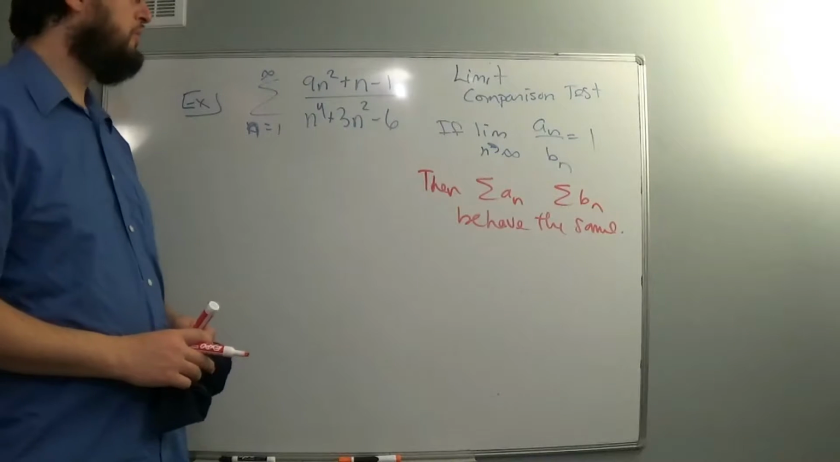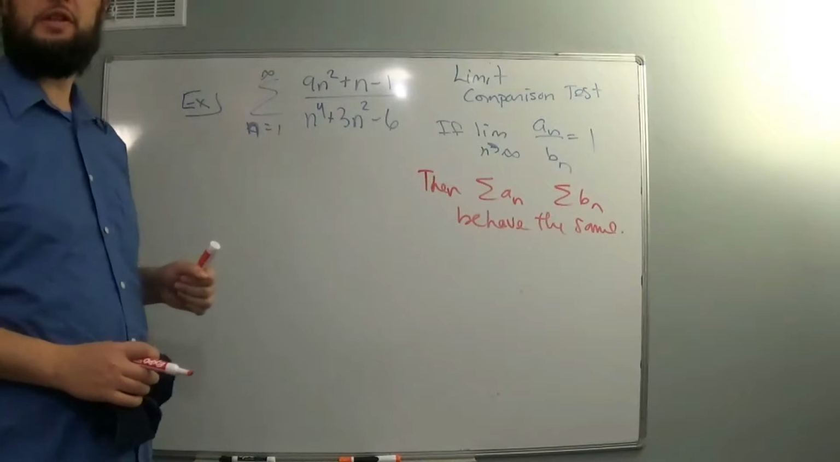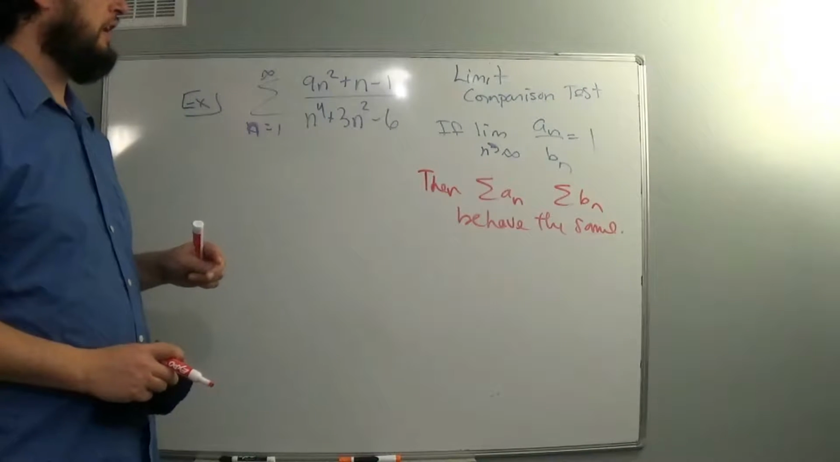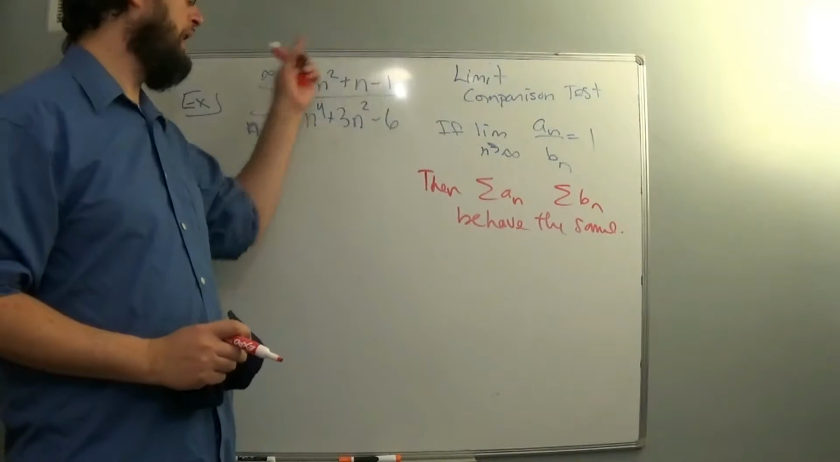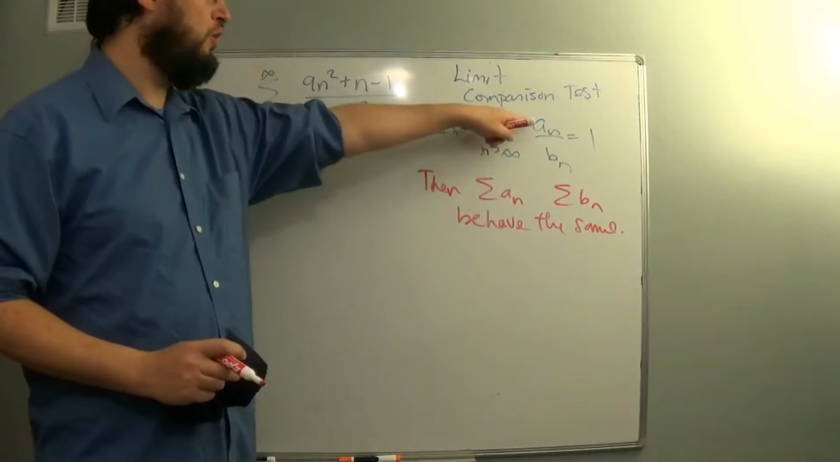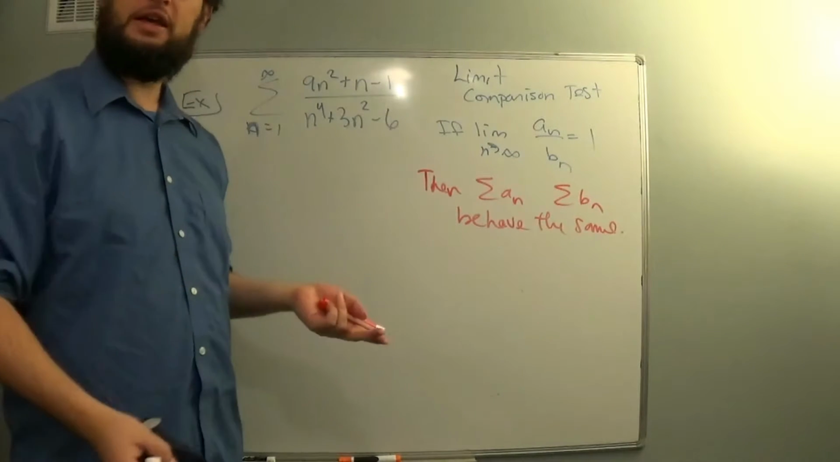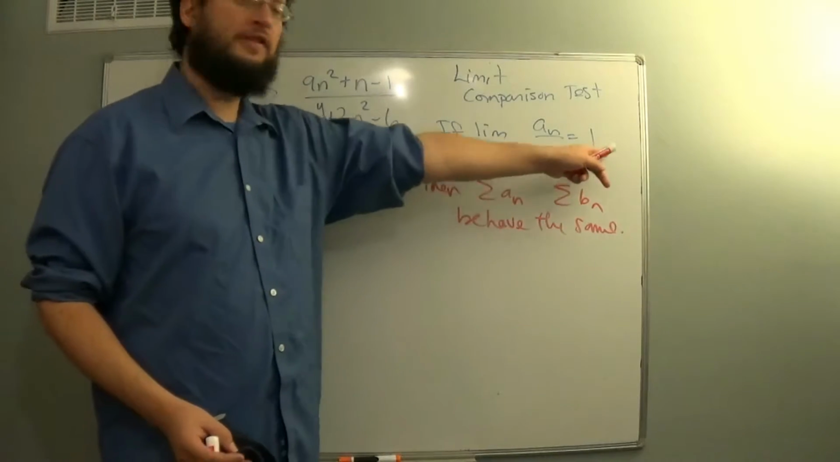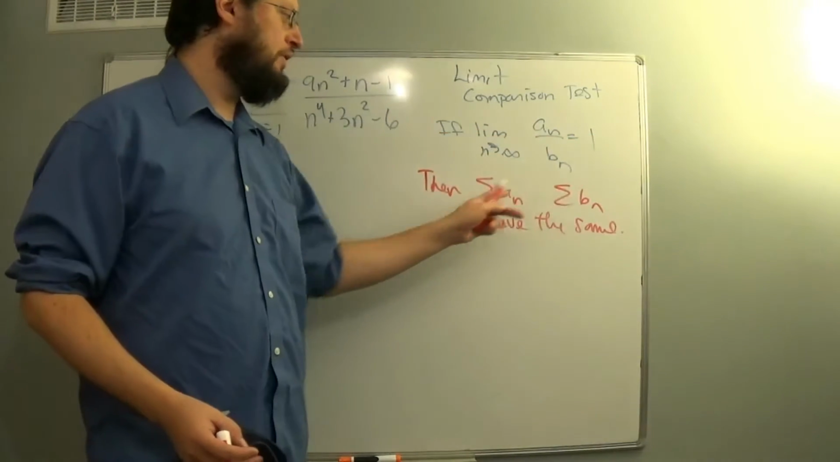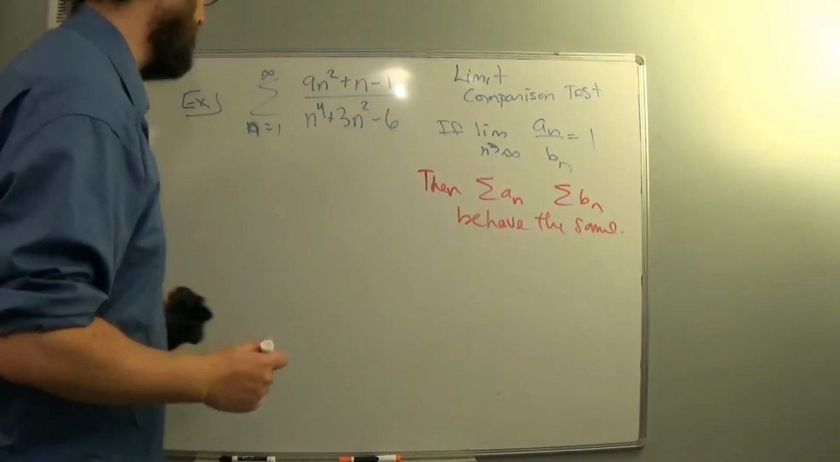In this example, we'll use the limit comparison test to determine the convergence of this series. In the limit comparison test, we'll choose a series which we feel this should behave like. We'll find the quotient of an over the series bn, which we'll pick. We'll take the limit. If that limit is 1, then those two actually do behave the same. That's the limit comparison test.